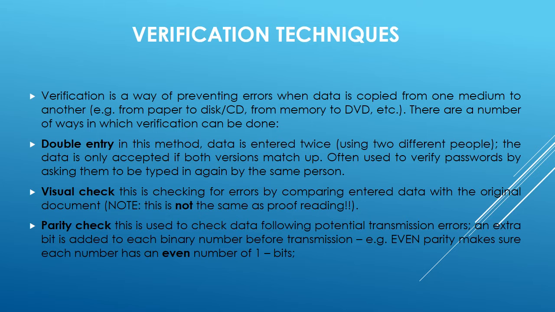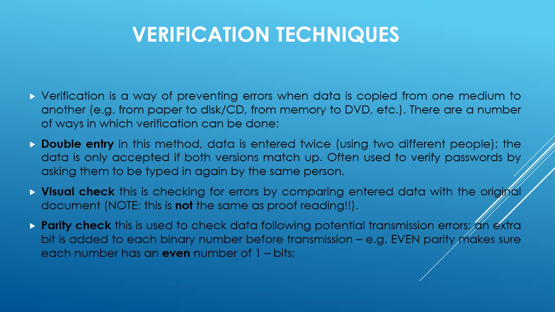In the double entry method, data is entered twice using two different people. The data is only accepted if both versions match up, often used to verify passwords by asking them to be typed in again by the same person. Visual check. This is checking for errors by comparing entered data with the original document. This is somewhat similar to proofreading, but is actually not proofreading.